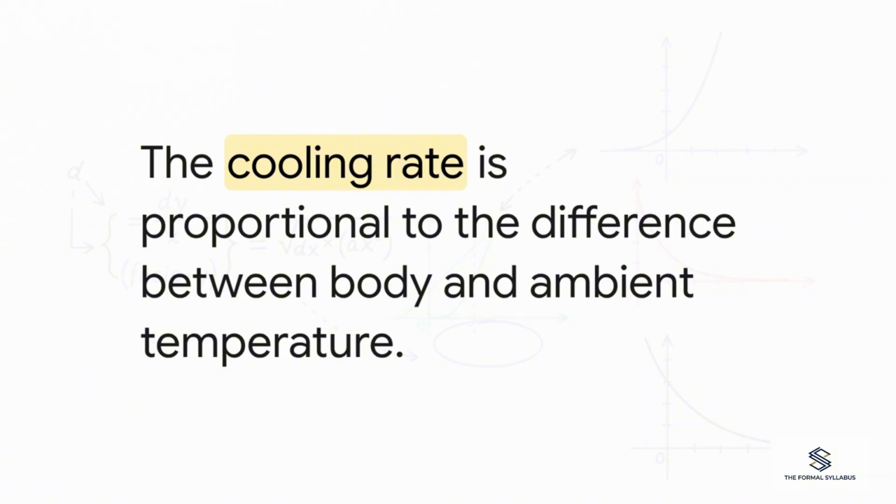I mean, think about it. A steaming hot body in a freezing cold room is going to cool down way faster than a warm body in a slightly cooler room. We model this exact temperature drop using a decaying exponential formula.